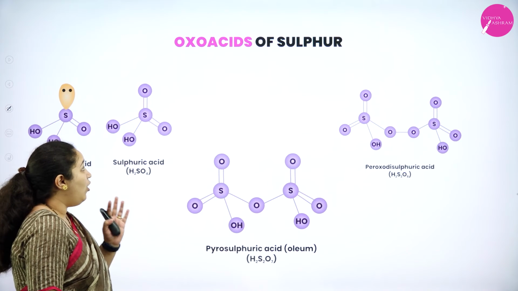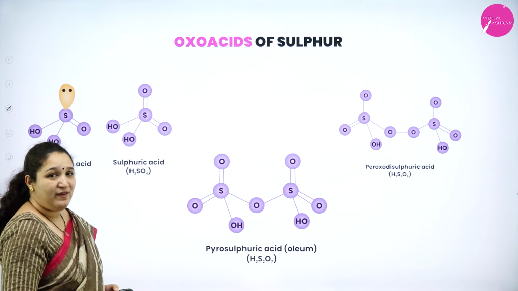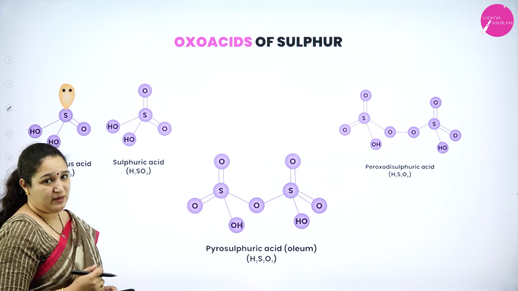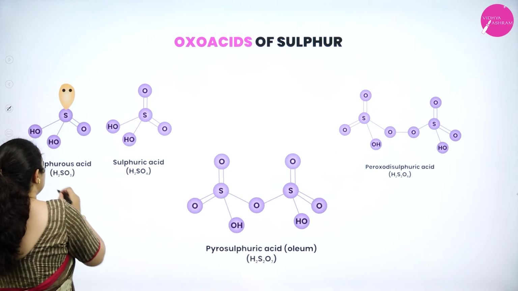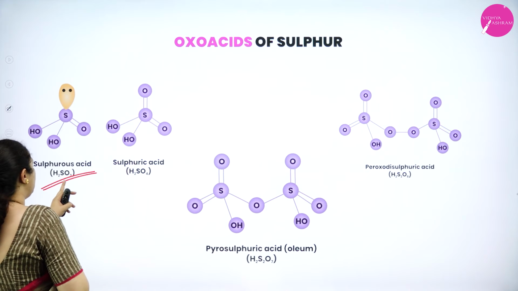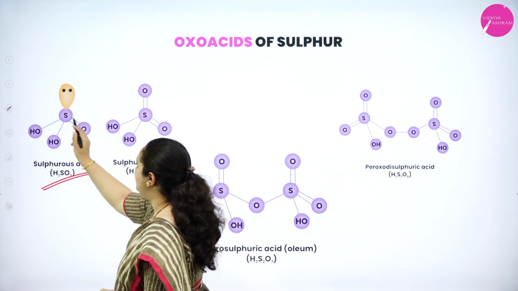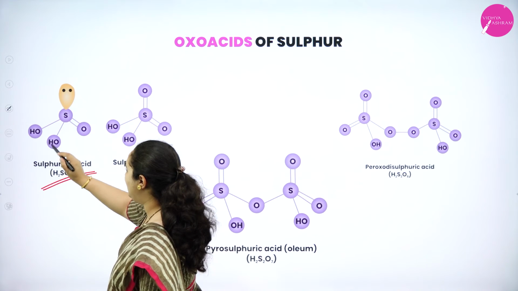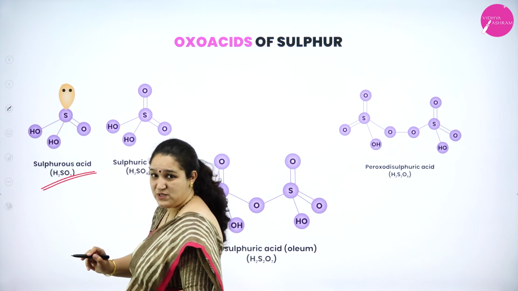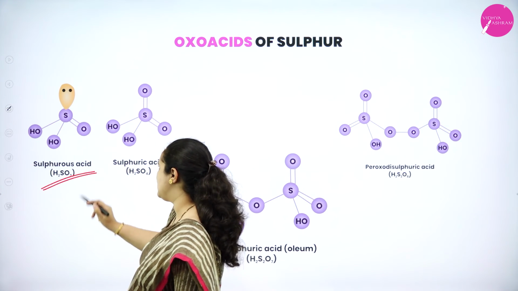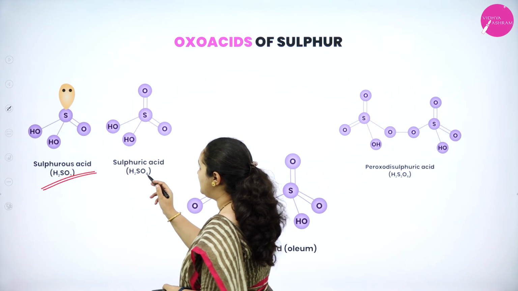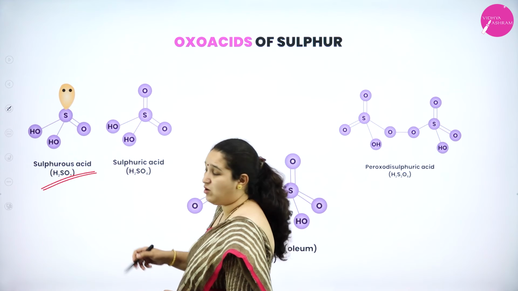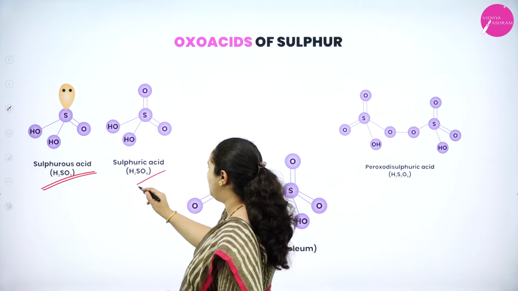Next we have oxo acids of sulfur. We have very few oxo acids of sulfur whose structure you need to remember. First one is sulfurous acid, H2SO3. Sulfur has a double bonded oxygen and a lone pair of electrons and 2 OH groups. Okay, that is sulfurous acid. In sulfuric acid, there is one oxygen atom more. So you have 2 double bonded oxygens and 2 OH groups.